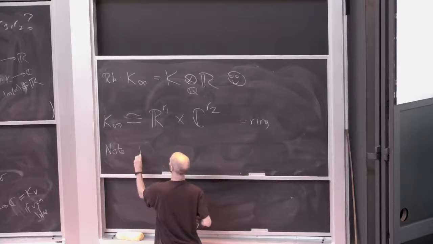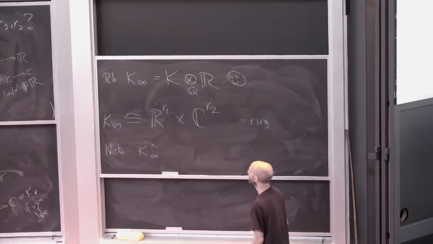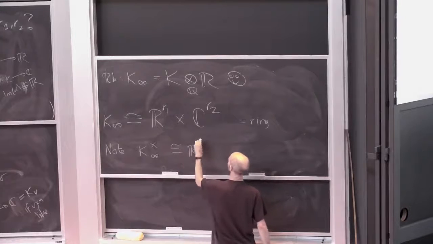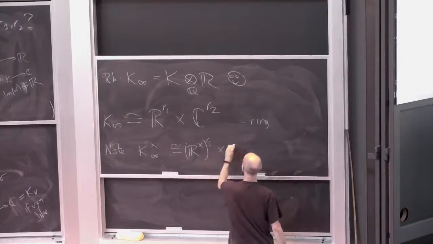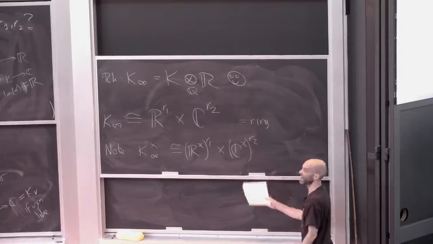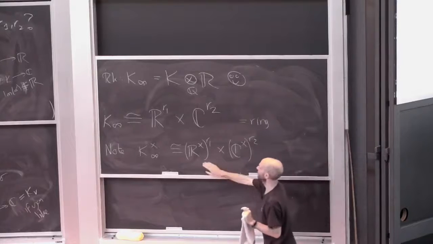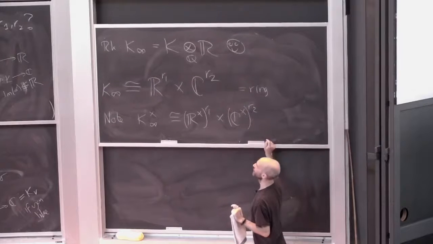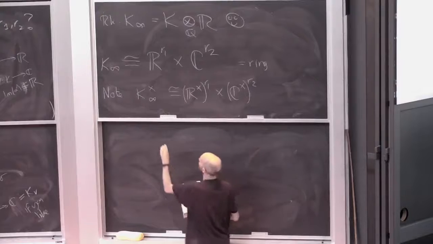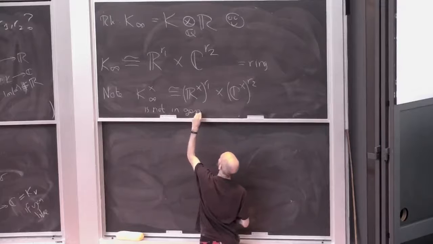So note that, let me just talk about the units of this ring. K infinity star. This is a kind of a geometric object, right? This is isomorphic to R star to the power of R1 cross C star to the power of R2. And now C star is connected, right? Because it's two-dimensional, then I remove a point, but it remains connected. But R star is no longer connected. I remove a point, it falls into two pieces. So this is not connected in general.